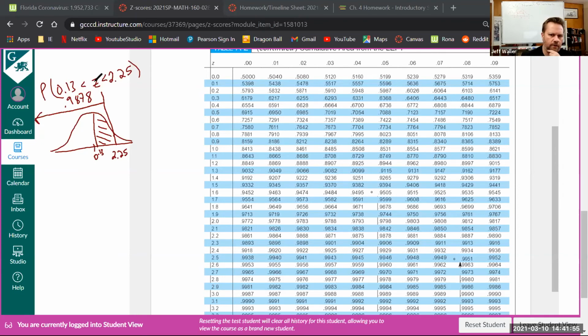Too much. That's way too much, right? I just want this area, and I went all the way. So where am I supposed to stop? I don't want to go all the way. I'm supposed to stop right here. So if you look up 0.13, isn't that exactly how much area this is too much? I don't know if that makes sense. This area is way too much because I want to stop here. If I look up 0.13, that's exactly the amount of area that I want to subtract off.